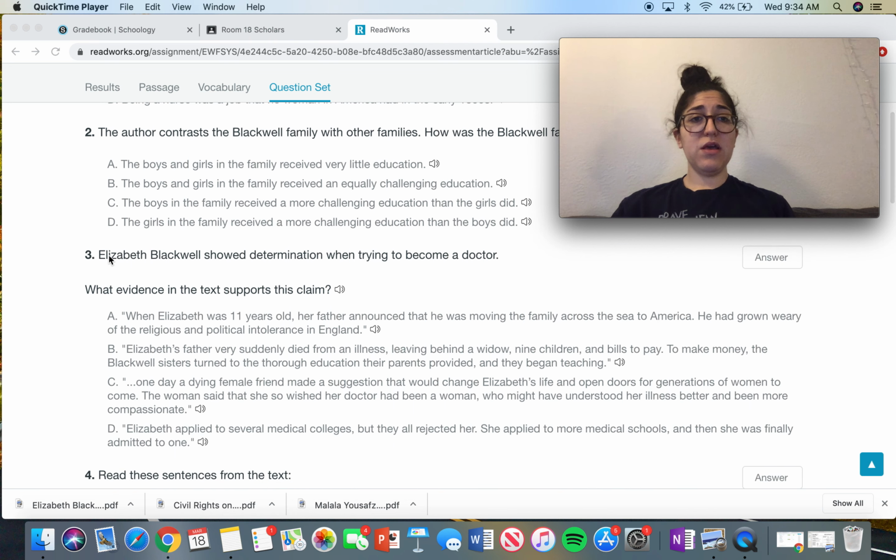Question 3. Elizabeth Blackwell showed determination when trying to become a doctor. What evidence in the text supports this claim? So here I have 4 options. I'm looking for the option from the text that supports the idea that Elizabeth Blackwell showed determination, that she tried hard to become a doctor. All right? So, let's see.